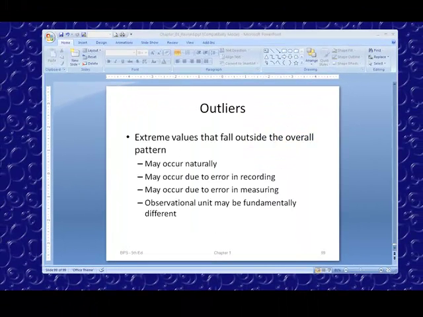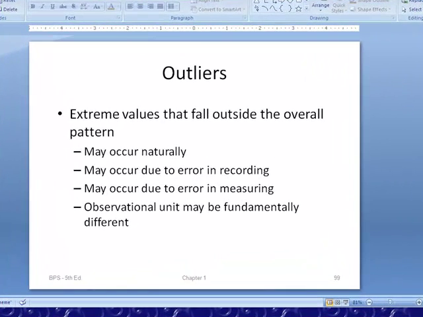Now, our very last topic to discuss is things called outliers. They're extreme values that fall outside the overall pattern of whatever distribution you're looking at. And there's lots of reasons for these errors. It could happen naturally, or you could have a recording error, or someone could have actually made a mistake when they were measuring or taking the initial measurements for that particular variable. Observational unit may be fundamentally different.